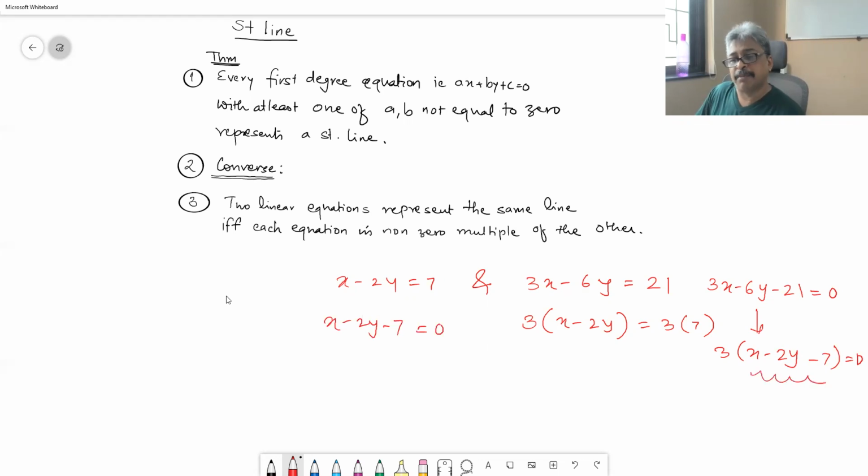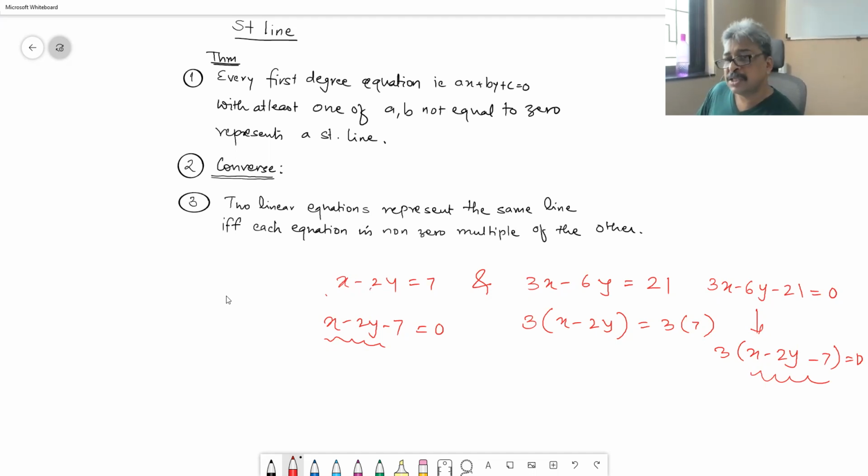So this part is the same. But algebraically, this expression and this expression are different. However, their corresponding geometry is the same. That is the meaning of this. So if two linear equations represent the same line, that will happen if and only if their corresponding coefficients are in the same proportion: 3 to 1, 3 to 1, 3 to 1.